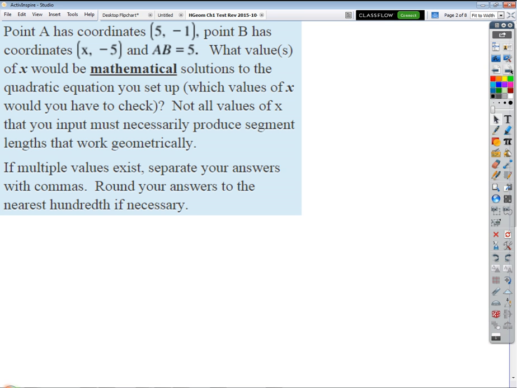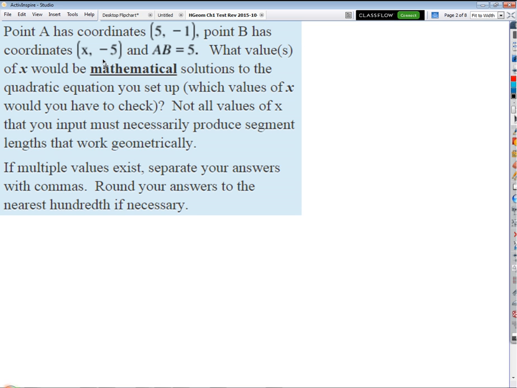So they give us the coordinates of point A, they give us the coordinates of point B, and they tell us the distance between A and B, right? The question asks, what values of x would be mathematical solutions to the quadratic equation you set up? Which values of x would you have to check? So in other words, not all these values of x might produce geometrically sound answers, but I just want to know, if we get into the algebra equation that this geometry prompts us to do, what are the values of x that we get? We won't go so far as to actually check them and find out what the length of AB is. We already know that, I guess. But I just want to know, what are the values of x that the algebra equation gives us?